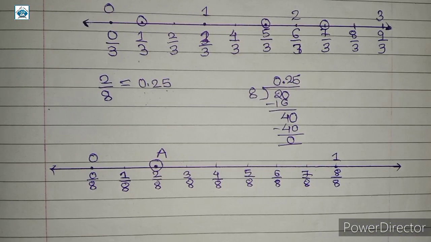Any rational number can be represented on the number line in this way. In a rational number, the numeral below the bar, that is the denominator, tells the number of equal parts into which the first unit has been divided. The numeral above the bar, that is the numerator, tells how many of these parts are considered. So here in this case, the rational number 2 by 8 means that out of 8 equal parts, 2 parts are considered.